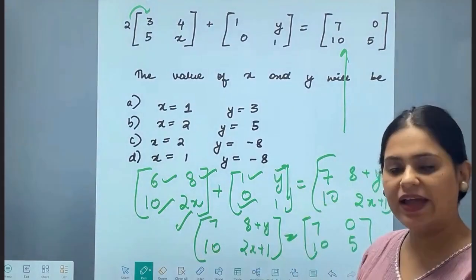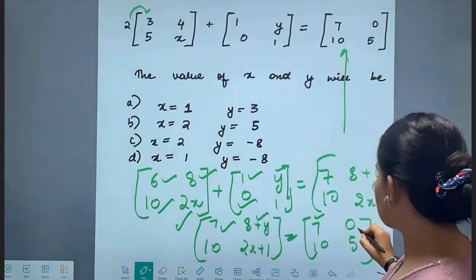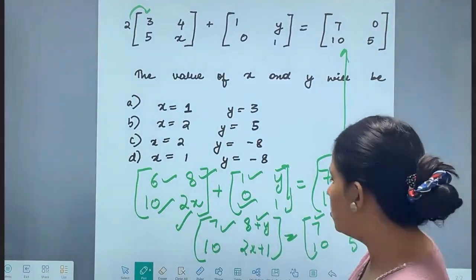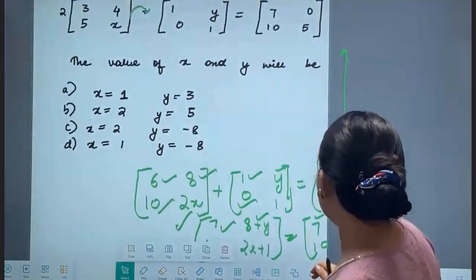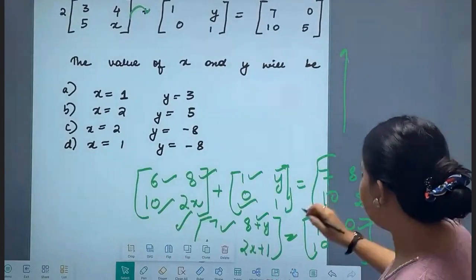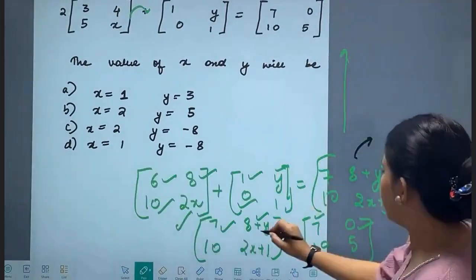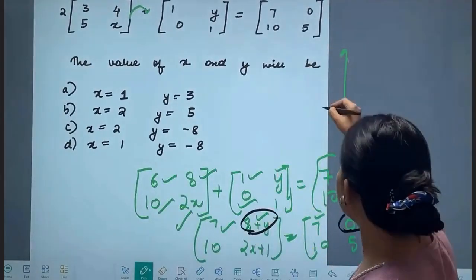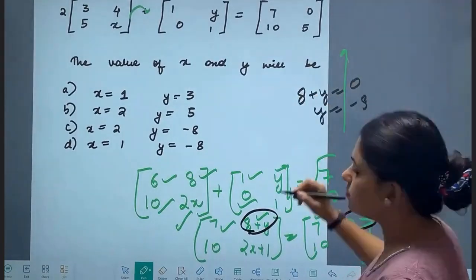Element to element, element to element. So beta, 7 is equated to 7. 8 plus y is equated to 0. If I equate 8 plus y to 0, what will I get? 8 plus y is equal to 0, so y will be minus 8.